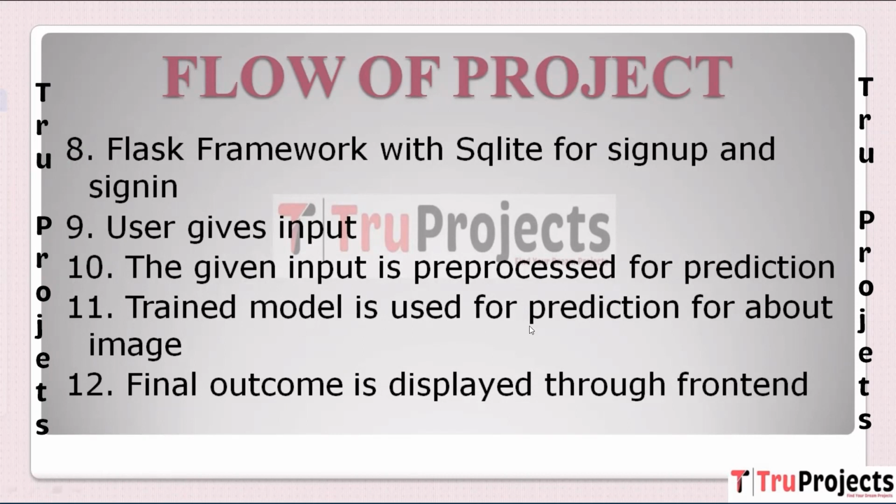Then we have the trained model is used for prediction for the image. The pre-processed input is then used with the trained machine learning models to make predictions about the input data, such as image classification. The last one here we have the final outcome is displayed through the front end. The results of the predictions are presented to the user through the front end of the web application, allowing users to view the outcomes and interact with the system.